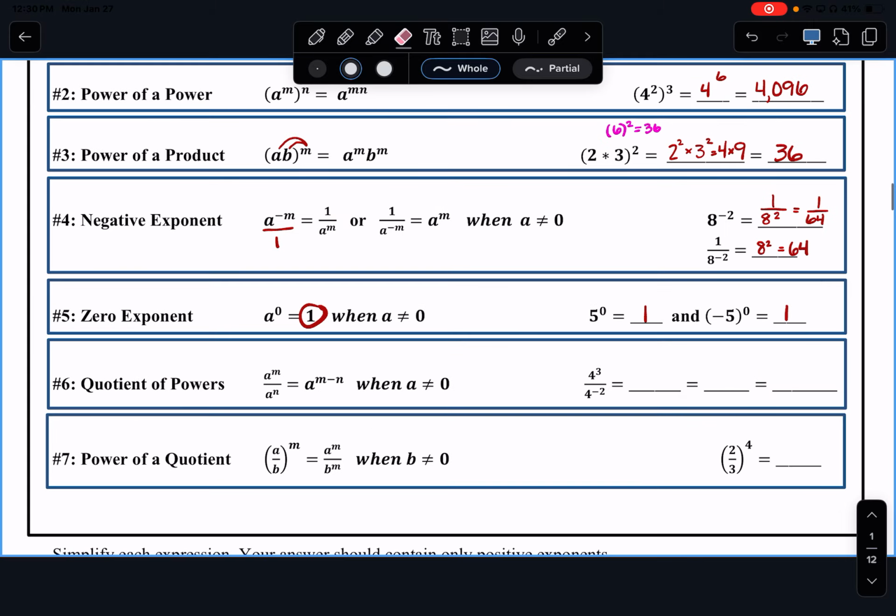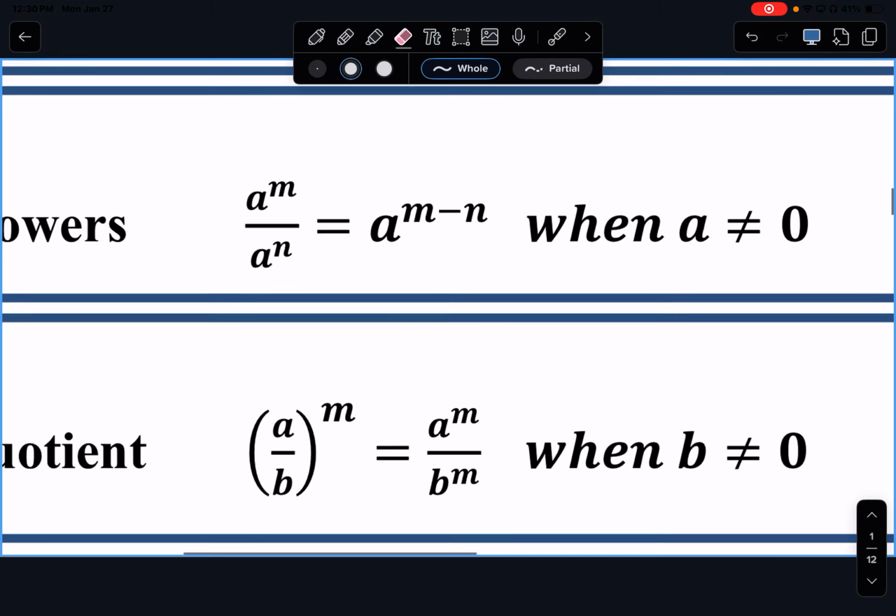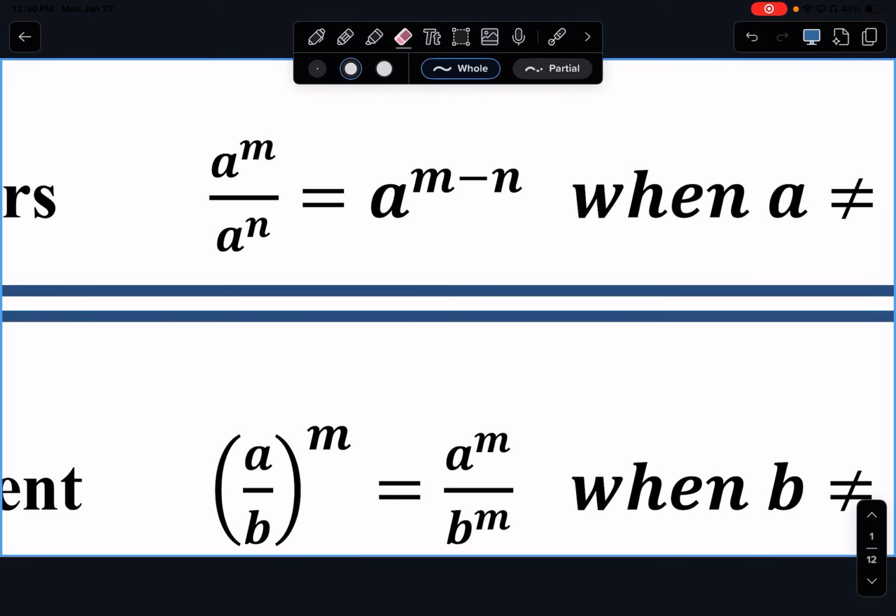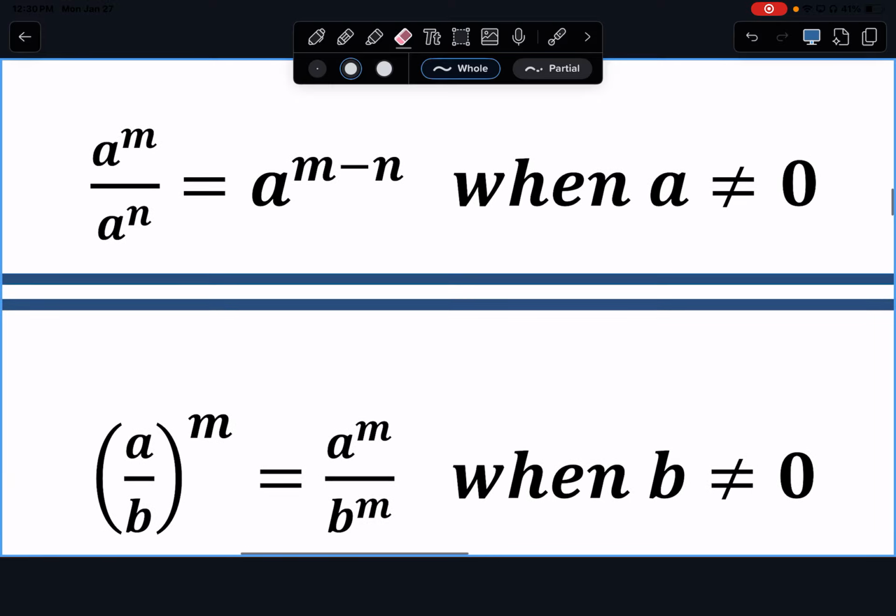Now, we're going to go to the quotient of powers. So when we multiply two bases together, we add their exponents. What happens when you divide them? What would be the opposite of adding? Subtracting. Okay, so again, we can't have the bottom be 0 solely because, can I divide by 0?